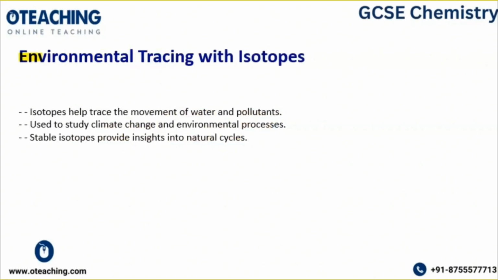Now, environmental tracing with isotopes. Isotopes help us to trace the movement of water and pollutants. It is also used to study climate change. For example, oxygen's isotope is used in studying climate change and environmental processes. Stable isotopes provide insights into the natural cycles.